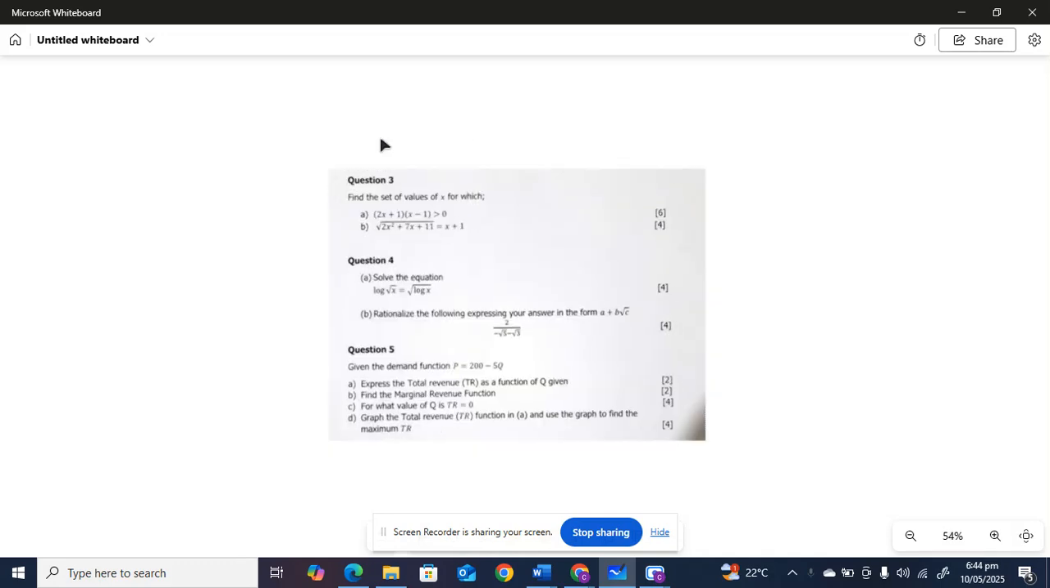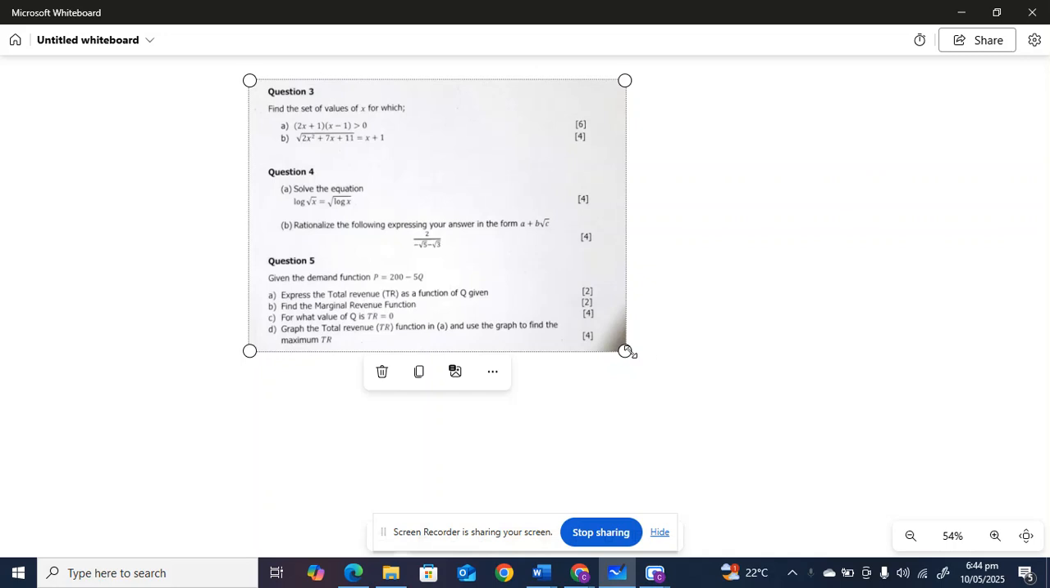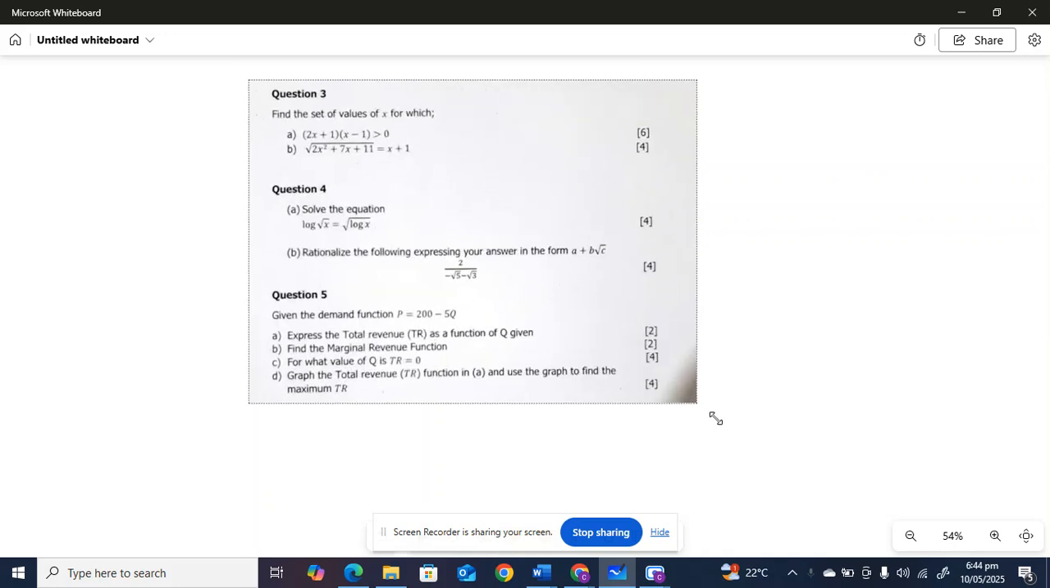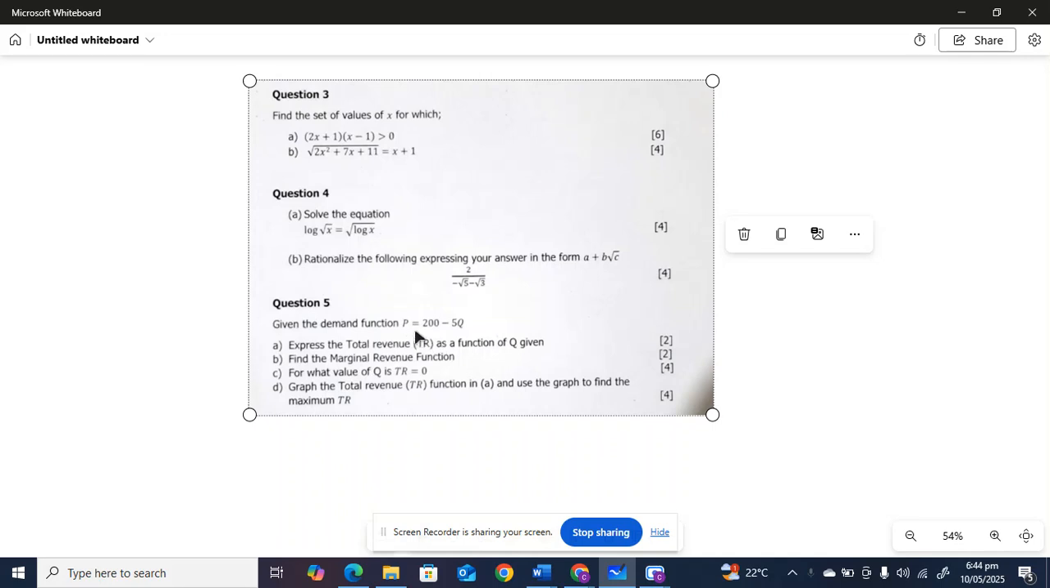We paste the question here. So the question is reading, given the demand function P equals 200 minus 5Q, express the total revenue function as a function of Q.